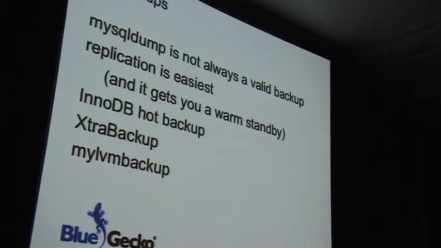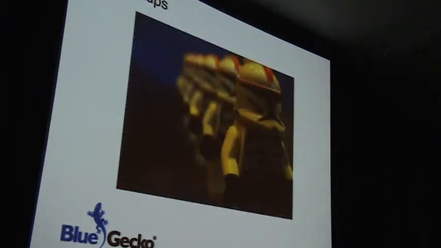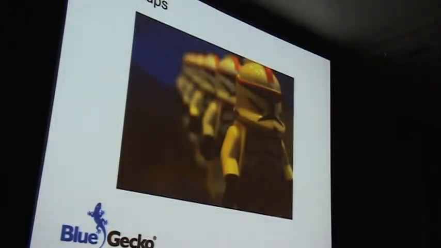And then MyLVM Backup, which is a lot like RMAN plus snapshotting. It locks things really quickly, takes a snapshot, and moves on. I think that's the way RMAN does it. My Oracle is not as deep as my MySQL. Cloning, which is what my LVM snapshot does, or my LVM backup does.